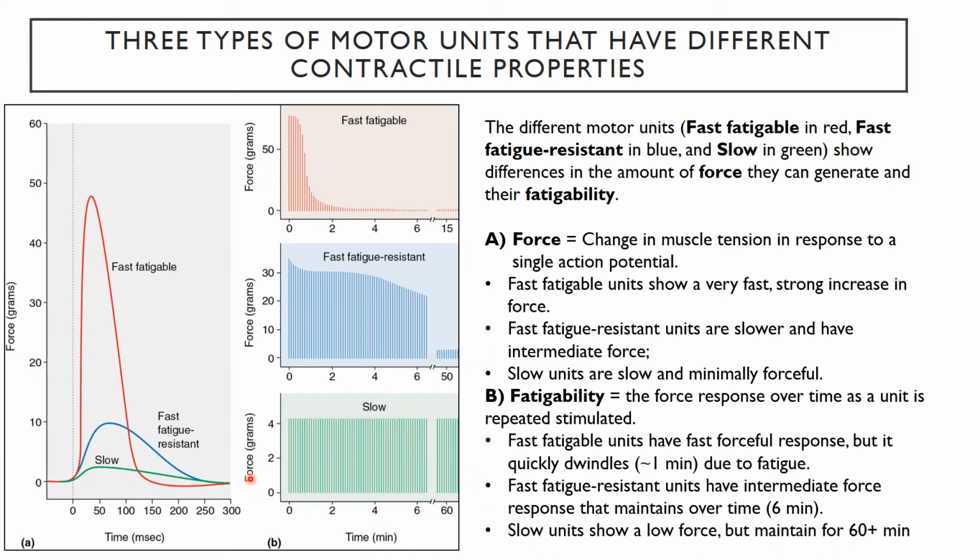Slow units, they don't hold a lot of force. So you can see the scale here now is only up to 4 grams versus 30 or around 80. But it can maintain this over time without showing really any fatiguing whatsoever. And you can see past an hour, no difference whatsoever. It's still able to hold 4 grams over the whole time.